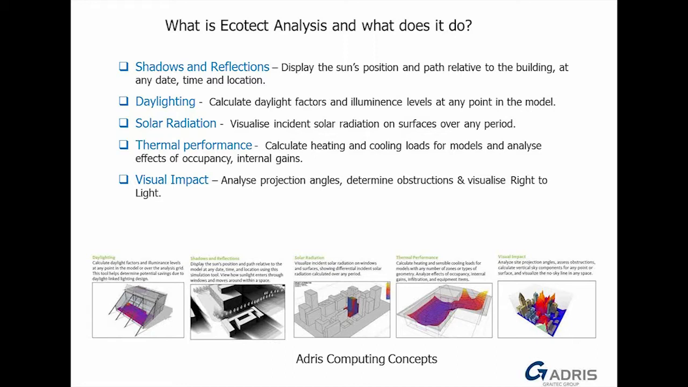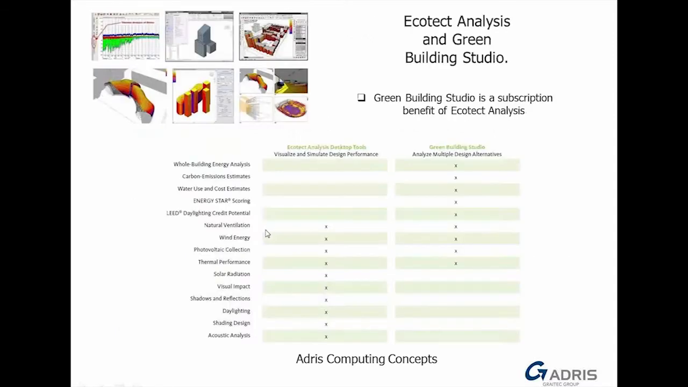Thermal performance: calculate heating and cooling loads for models and analyze effects of occupancy, internal gains, etc. Again, we can run through thermal performance analysis, and I'll be going through that with you in detail. And then last but not least, visual impact: analyze projection angles, determine obstructions, right to light, etc. And the graphics at the bottom here are giving you a feel for some of the analysis that we're going to be looking at today.